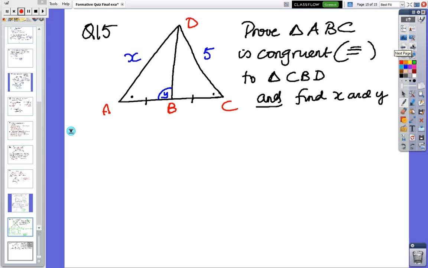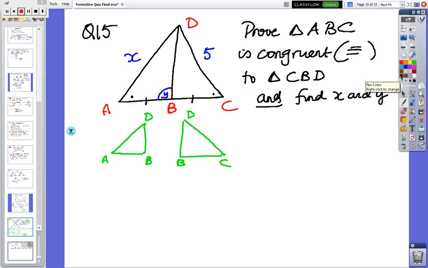Prove that they're congruent and then find X and Y. In my classes I've particularly been saying redraw the triangles if it helps you. So when you're ready, come back. Okay, so I'm going to redraw the triangles. I've got A, D, B, and I've got triangle D, B, C, and I'm putting a dot in each corner, and I'm putting a stroke on the side. That's the information that you're given from the diagram.